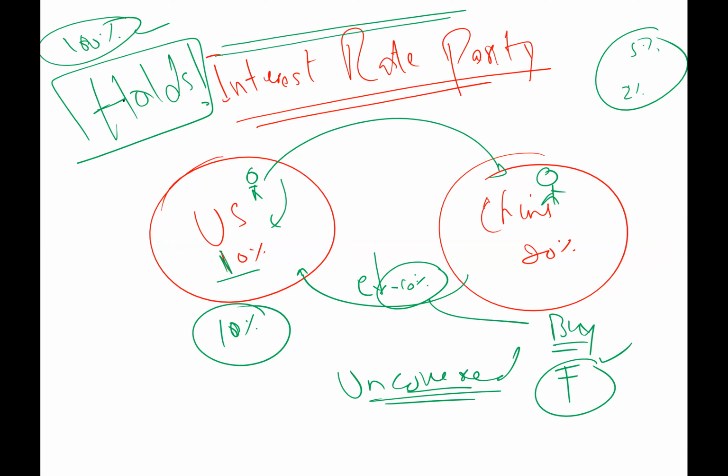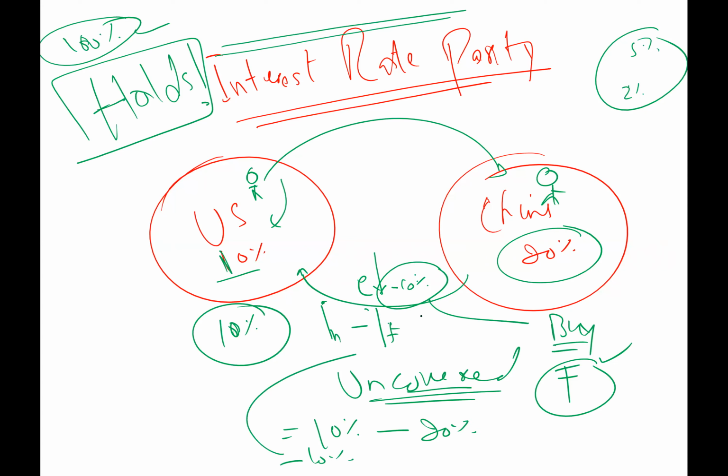So if it holds 100%, then what happened? Which currency is going to be depreciated? Home currency interest rate minus foreign currency interest rate. When you do this, 10% is the US and 20% is Chinese, so the answer will be negative 10%. Negative 10% means the foreign currency, the Chinese yuan, is going to be depreciated. So you earn 20% here, but when you convert your money back, you lose 10%, and you end up earning 10%.